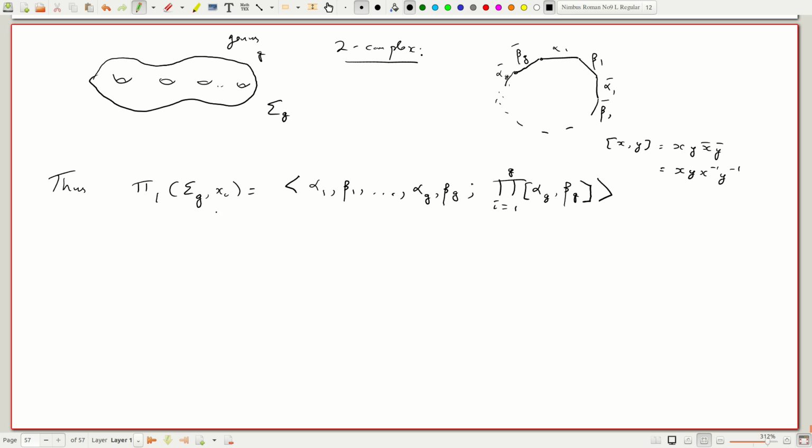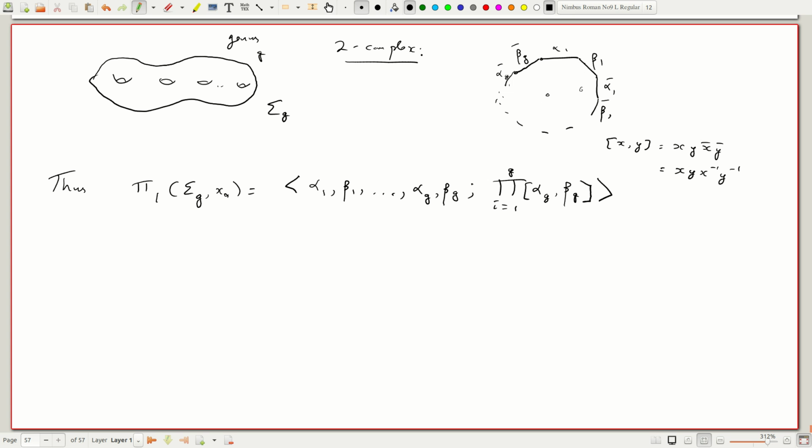So where does that leave us? Pi 1 of sigma G, x0 is this. So this is nice. We know the fundamental group of all the surfaces, at least the closed ones. Now if we have a boundary, it's as if we punctured here, then we can deformation retract onto the boundary. So you actually get a 1 complex.